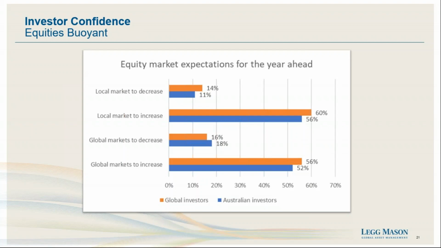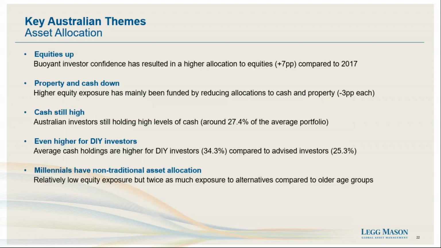And this chart just reinforces my point that equities seem to be strong and positive for the following 12 months. And indeed, they're right so far. We'll see if that continues to be the case at the end of the 12-month period. Okay, I'll move on now to asset allocation.